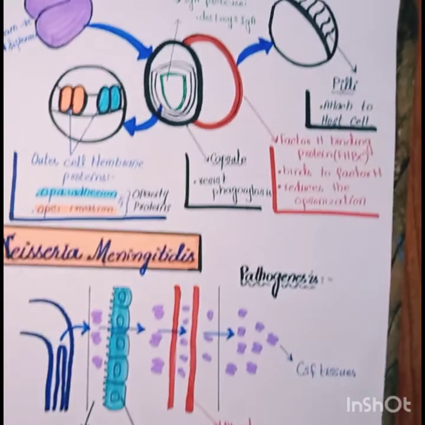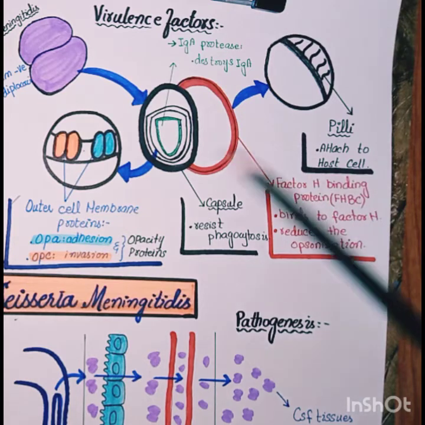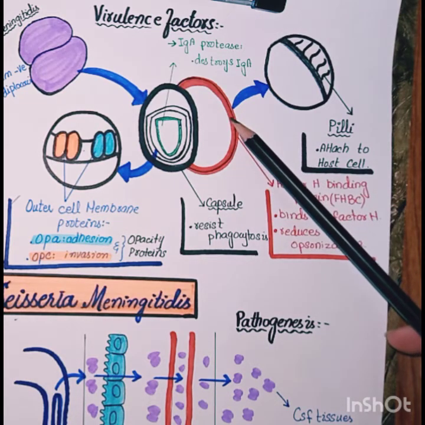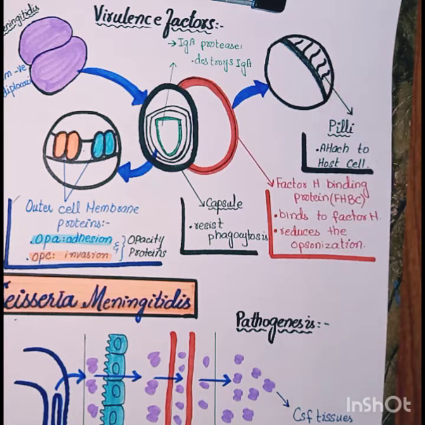Next, we have the virulence factors. These have the following virulence factors. On the surface of Neisseria meningitidis, these are pili that attach to the host cells. On the surface of the meningococci, there is a factor H binding protein that binds to factor H and reduces the opsonization and also reduces the amount of the membrane attack complex.